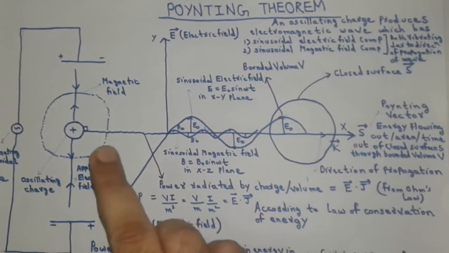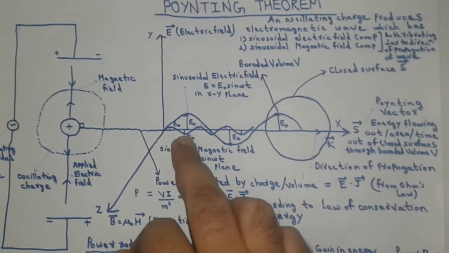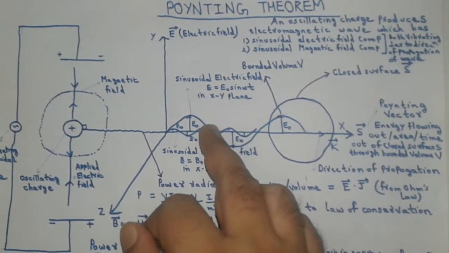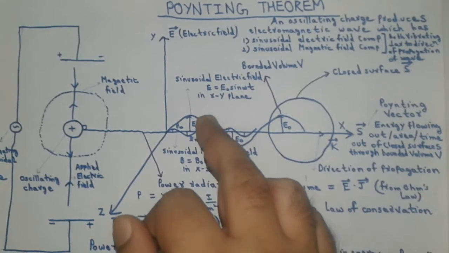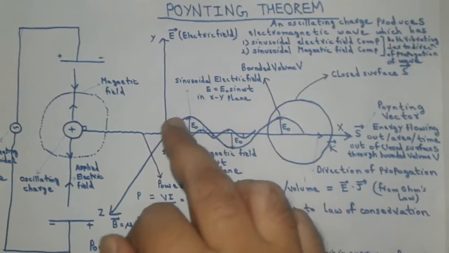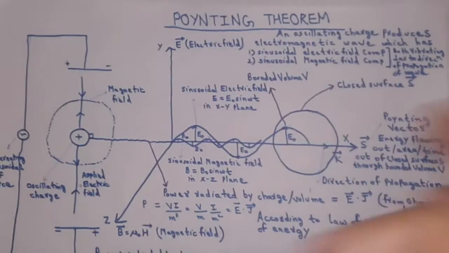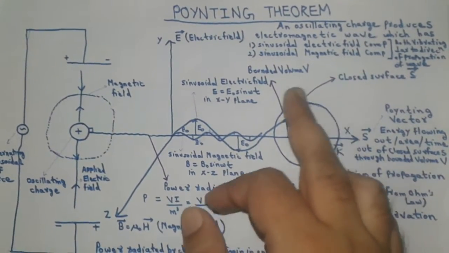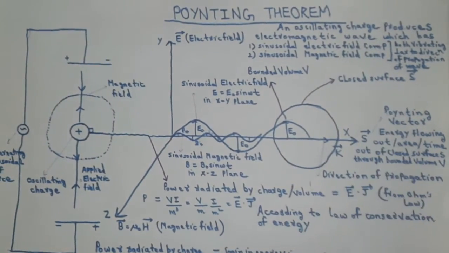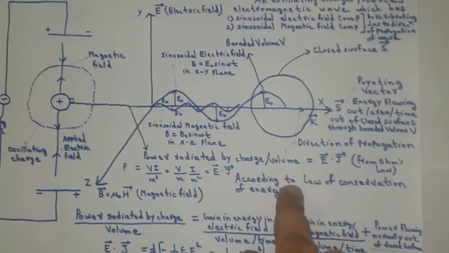According to Poynting theorem, the power radiated by a charge per unit volume is divided into the energy stored in magnetic field per unit volume and the energy stored in electric field per unit volume. We can call these the magnetic field energy density and electric field energy density respectively. And the remaining energy is flowing out of the closed surface S normally, in the direction of propagation of wave. Hence, Poynting vector is according to the law of conservation of energy.